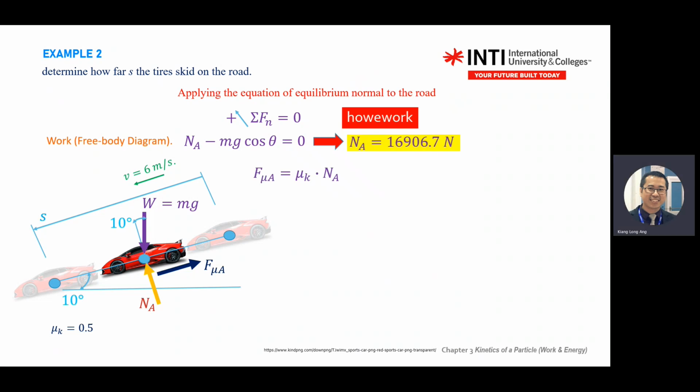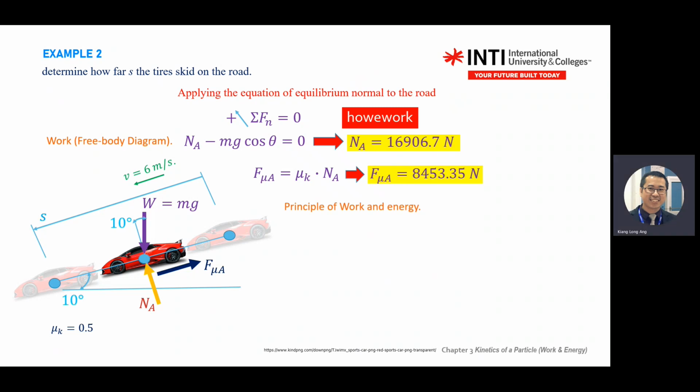Okay, then you can find your normal force. Why do you need to calculate the normal force? Because you want to solve for your friction force. Friction force is equal to N multiplied by the friction constant. You get the value for the friction force.